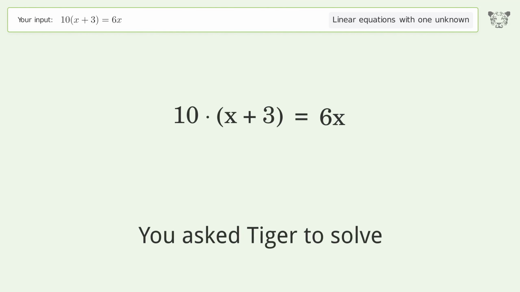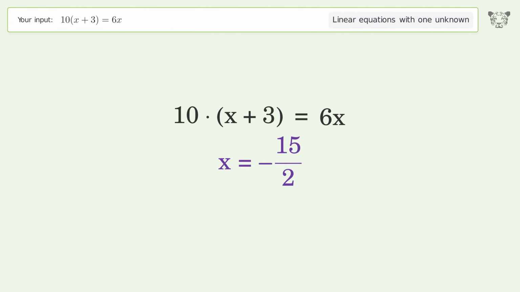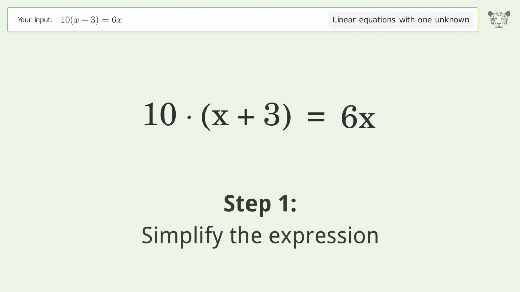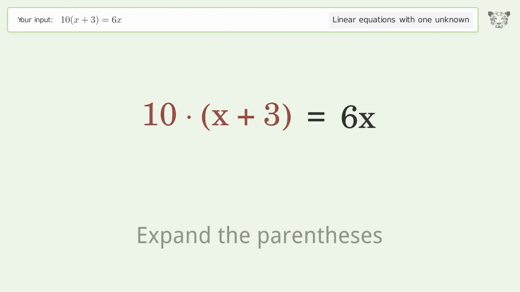You ask Tiger to solve. This deals with linear equations with one unknown. The final result is x equals -15/2. Let's solve it step by step. Simplify the expression. Expand the parentheses.